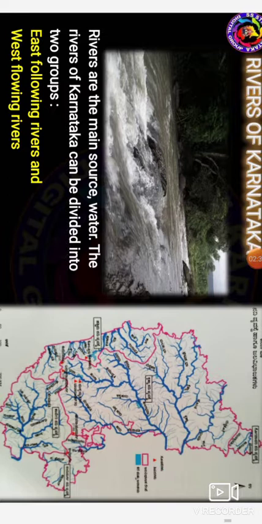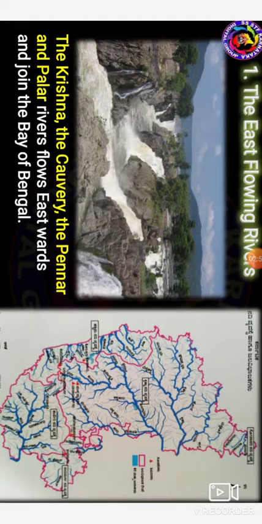The rivers of Karnataka can be divided into two groups. Okay, look at that map. In this map, the east flowing rivers and the west flowing rivers. We divide the rivers of Karnataka into these two types. First of all, the east flowing rivers. Which rivers flow on the eastern side?